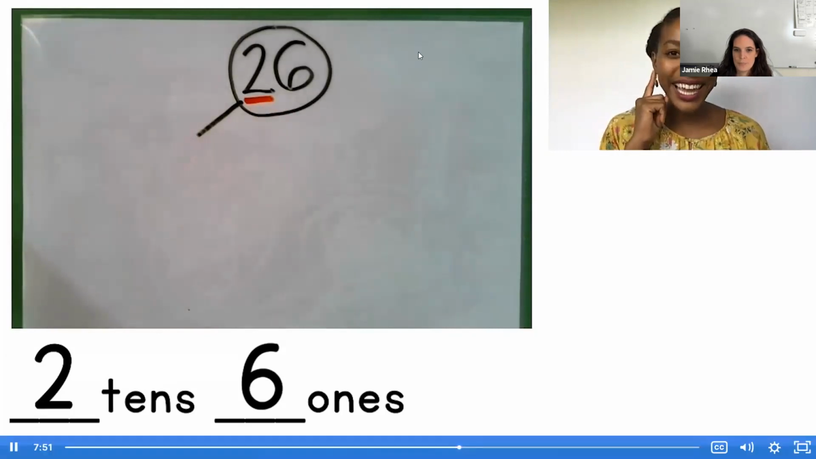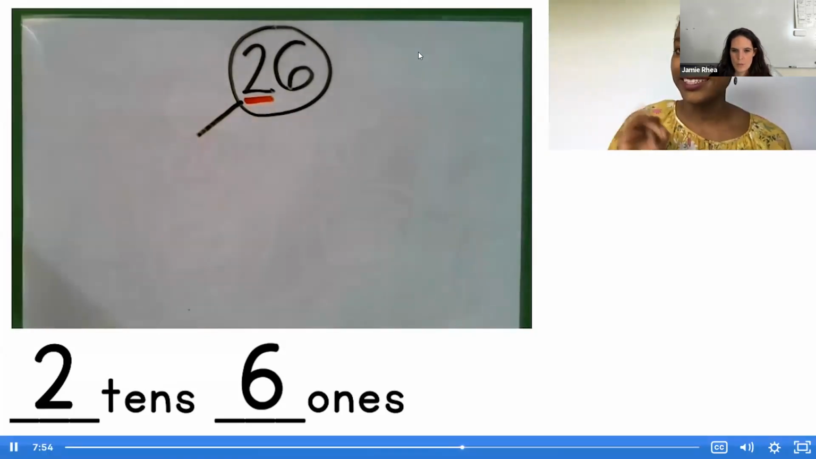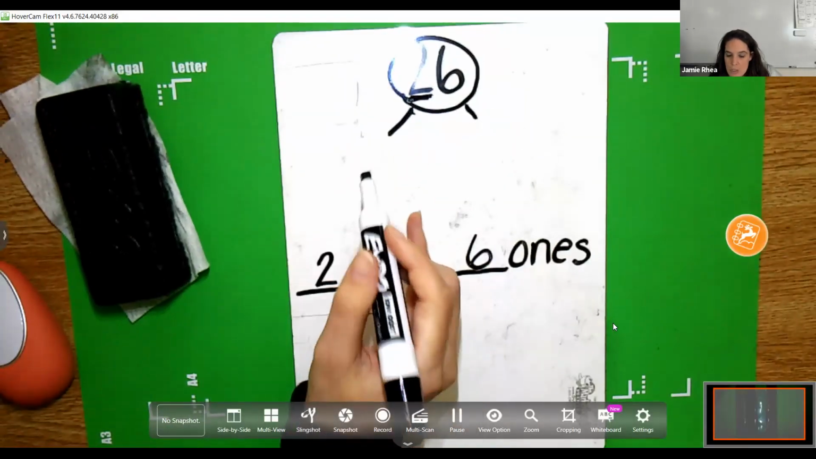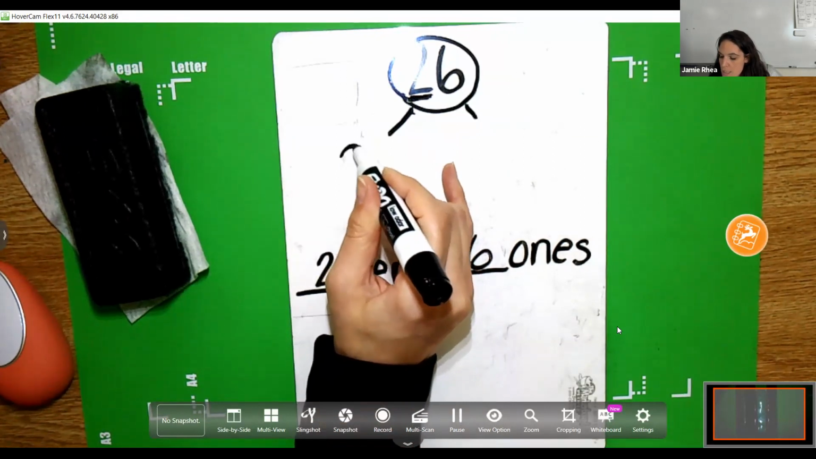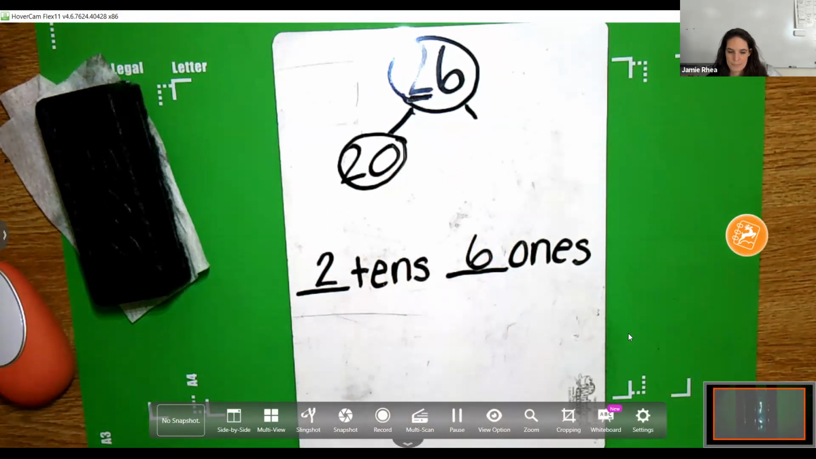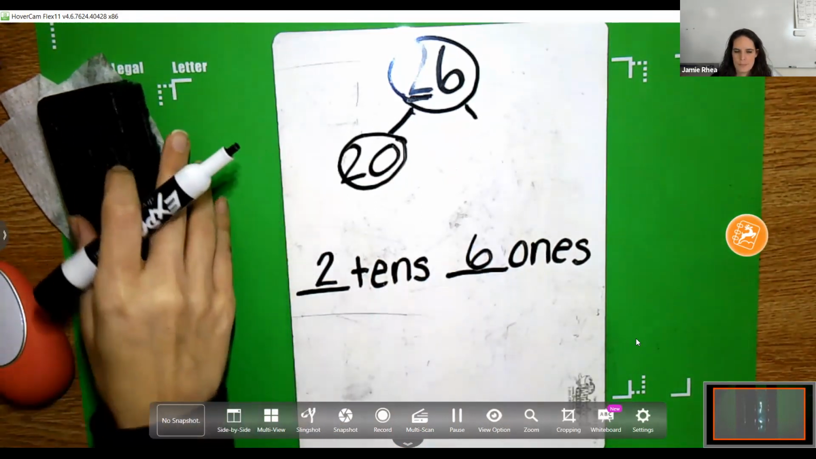Okay. Listen to that again. If 26 has 2 tens, what is the value of 2 tens? How much is 2 tens? Go ahead and write. We know that 2 tens is 20. Mathematician, did you write 20? If you did, that's correct. If you didn't write 20, pause the video now and fix your drawing.